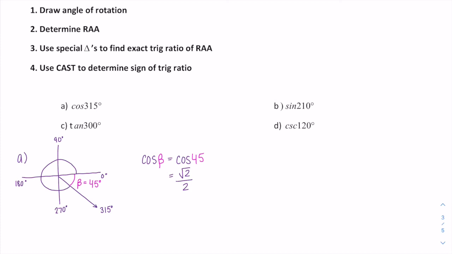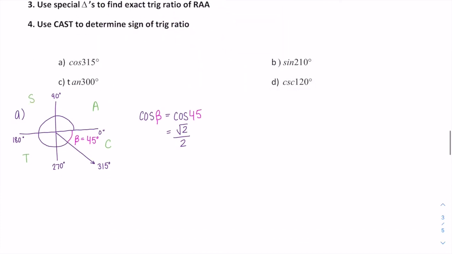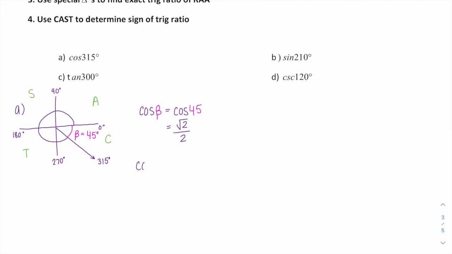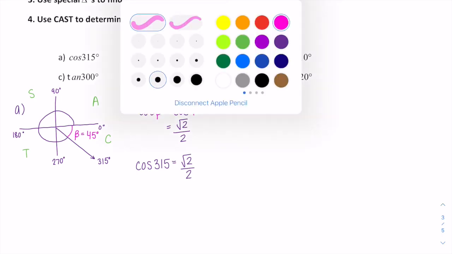So now the last step is we need to use cast rule to determine the sign of the trig ratio. So remember our cast rule, C, A, S, T. So in quadrant 4, cosine is positive, so I don't need to change the sign. So I can just say that my cosine of 315 is positive because it's in the 4th quadrant, root 2 over 2. And that would be my final answer.